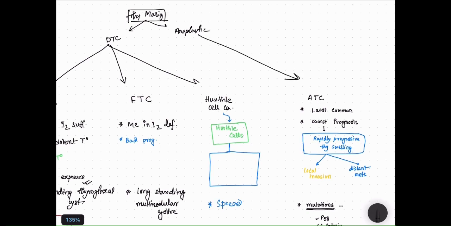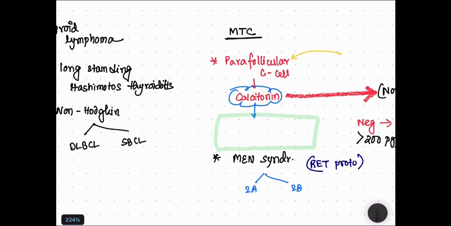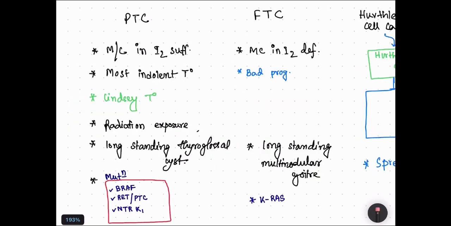Next, we'll have another variety that is not from the follicular cells. It is from the parafollicular C cells of the thyroid gland that produce calcitonin, that is medullary thyroid carcinoma. And last, we'll be discussing thyroid lymphoma. Now coming to papillary thyroid carcinoma.